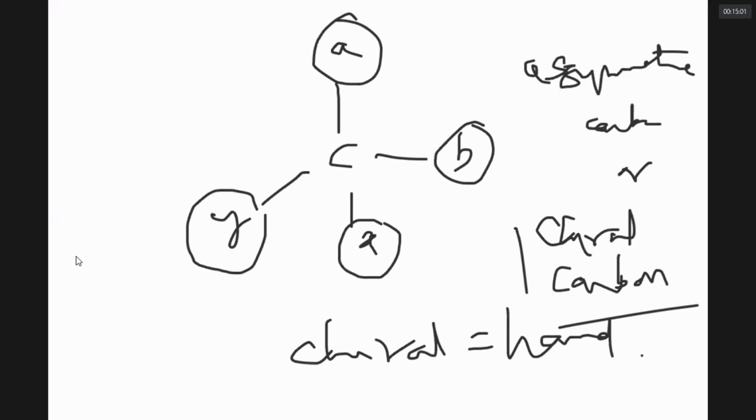What about X? Same, sir. X is symmetric, so X is achiral. Achiral means not optically active. A is achiral, not optically active. B is chiral, optically active. What about D, as in donkey?